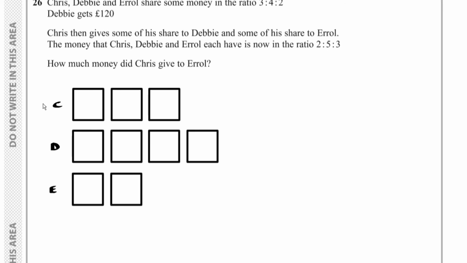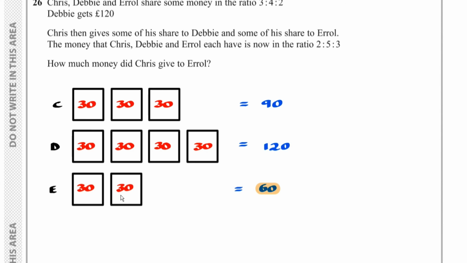Well, we've got this ratio of C to D to E being 3 to 4 to 2. And we know that Debbie gets in total 120. So we've got 4 parts, which is 120, which means each part is going to be worth 120 divided by 4, which is 30. So each part is worth 30. So Chris, that's 3 times 30, which is 90. And Errol, that's 2 times 30, which is 60. Now altogether, the total money that I have is 90 plus 120 plus 60, which is £270.